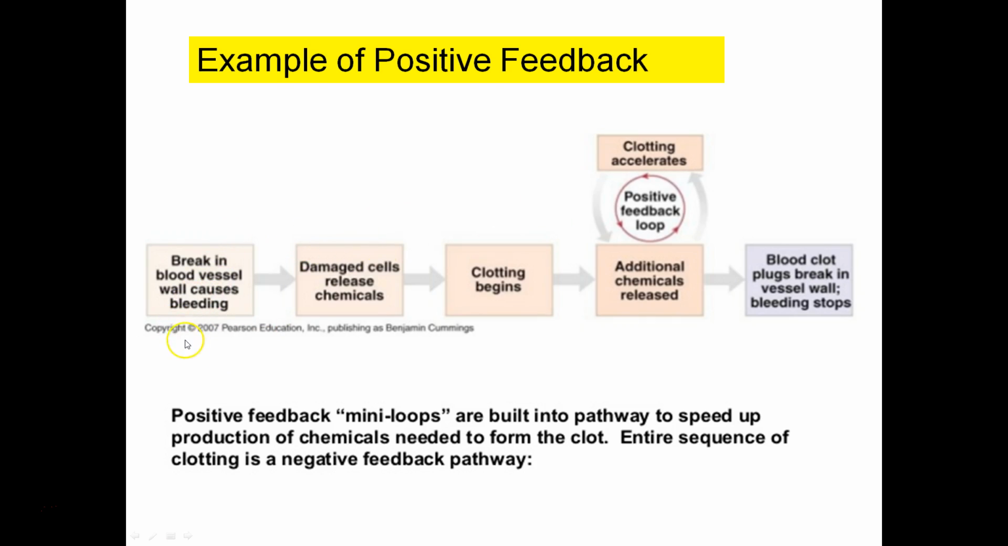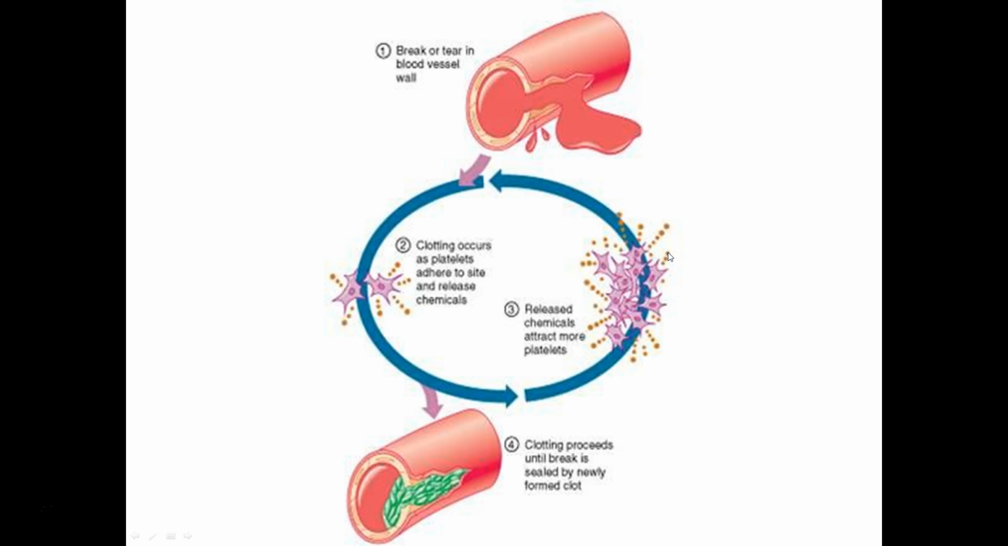Example of positive feedback. So here, this is a sequence of what happens when a blood vessel breaks, one of the many things. Breaking a blood vessel causes bleeding, and damaged cells release chemicals. That will start the clotting process. So this is basically a negative feedback process, but within that negative feedback process, there are some chemicals released that accelerate clotting. But the clotting process, I should say, causes more chemicals to be released. So inside the negative feedback process, you have a positive feedback process, which speeds up. The visual representation will be here.